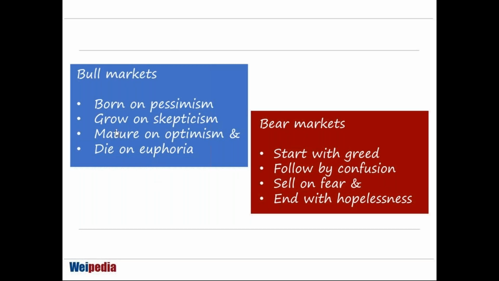So it kind of coincides with each other, the bull ending in euphoria, and the bear starting with greed. I say that the bear market will start with greed, followed by confusion, sell on fear, and end with hopelessness. So I just felt that we are in a transition right now. The bull and bear, there's some transition. We've been through a stage of euphoria, and now there's a bit of confusion here.